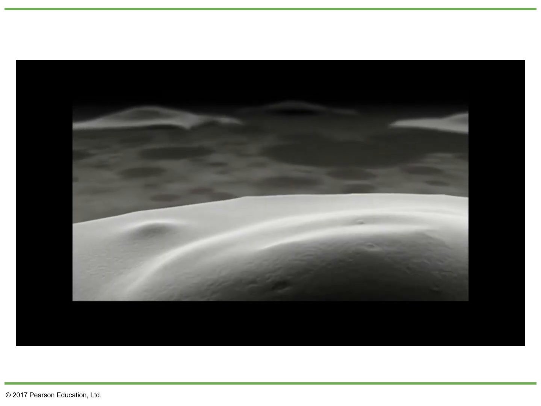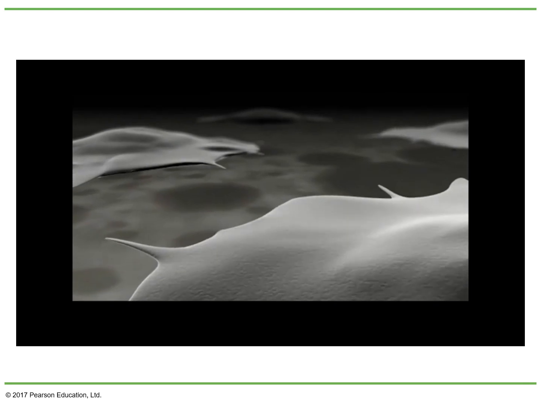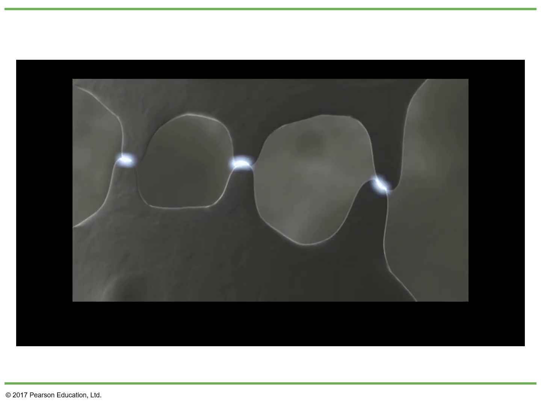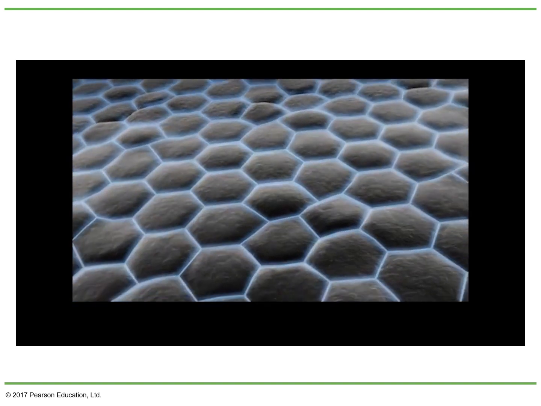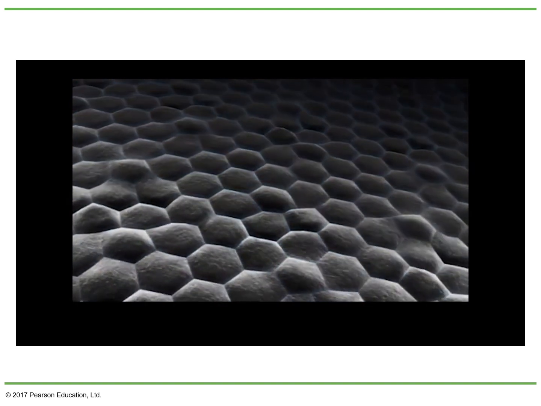This narrated animation shows how cadherin proteins on the surface of one cell interact with cadherins on another cell. It also shows how different cadherins expressed on different tissues help to segregate tissues.